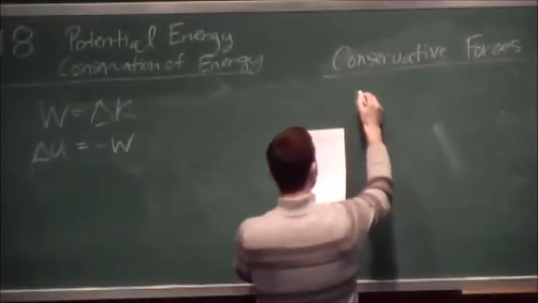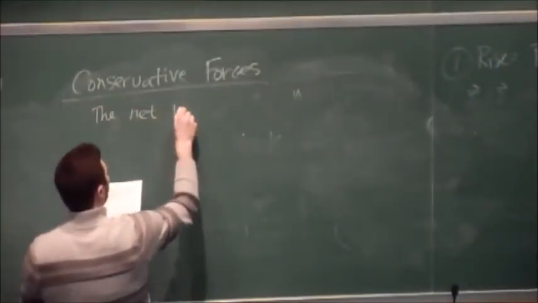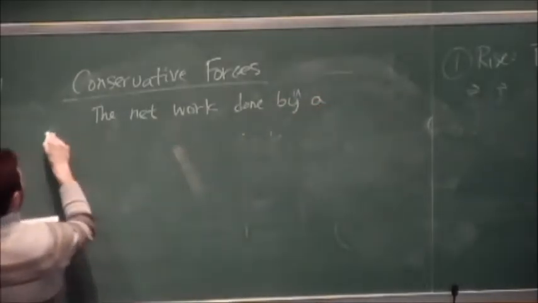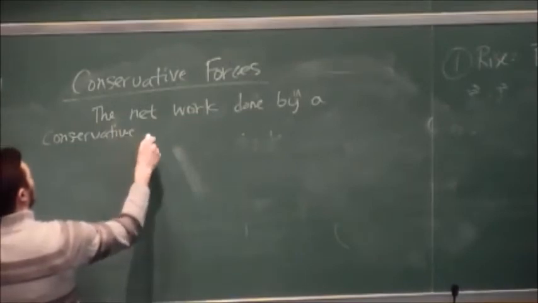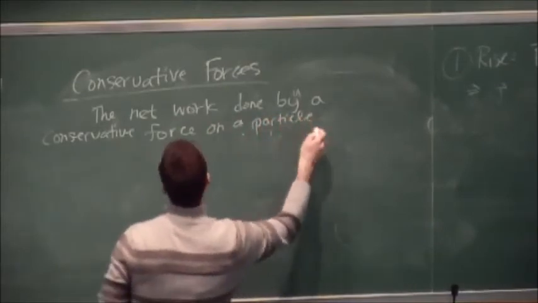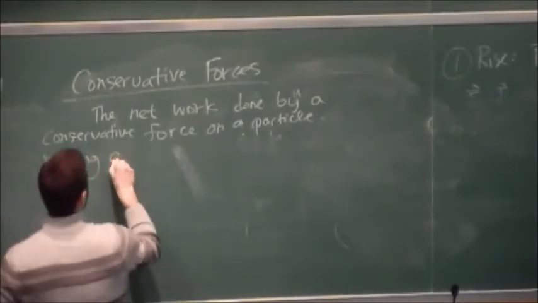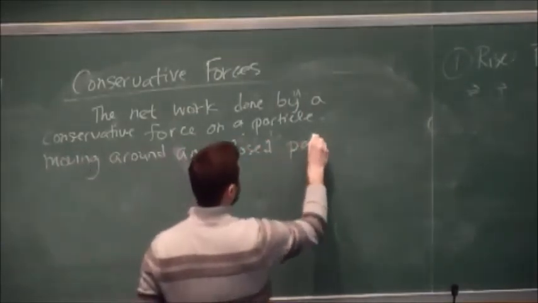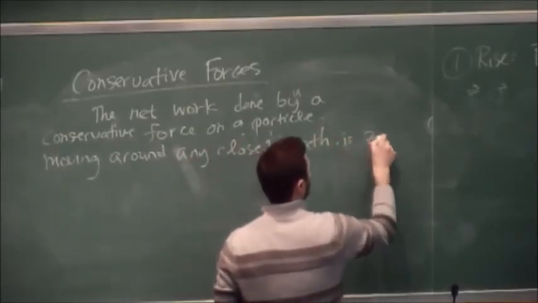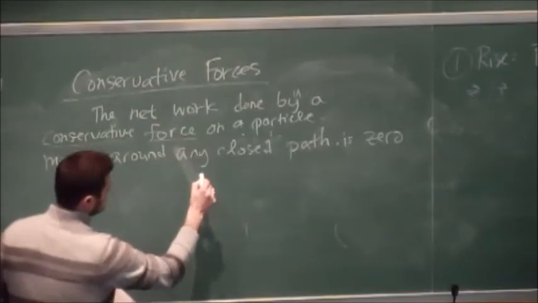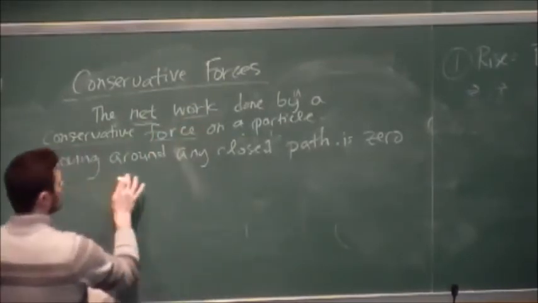Okay, so for conservative forces, we say the net work done by a conservative force on a particle moving around any closed path is 0. So conservative force, the net work, and then closed path.